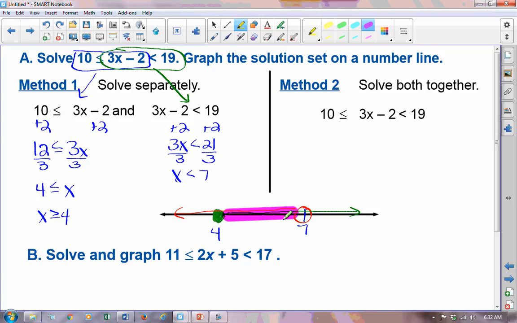So ands always join together. So you would shade towards each other and don't go past the two numbers. Here you can see it a little bit better if you solve it just both together.